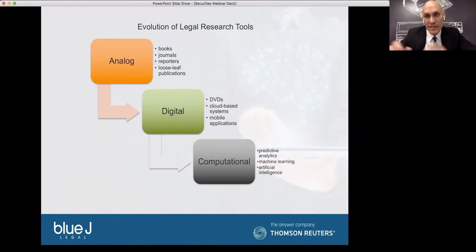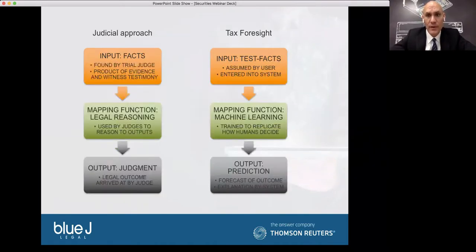Why don't we synthesize the content of those materials and allow the human to really leverage the fact that all these things are digital? So you might call this different things. Predictive analytics would be one approach, machine learning, artificial intelligence. These are all words that gesture at this computational turn in legal research. And Tax Foresight is just one example of these kinds of computational tools. They're going to be everywhere.